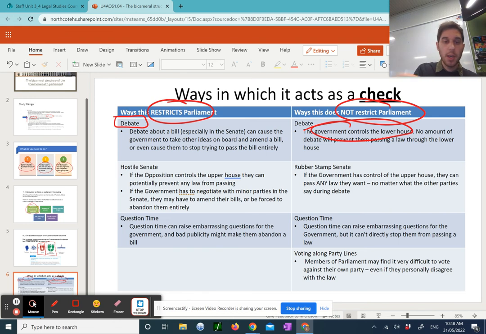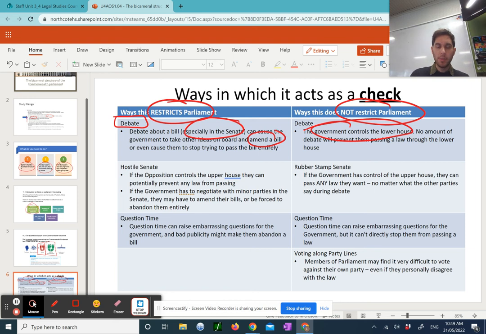On the other hand, if we think about the fact that it's not just the lower house, we have a bicameral system, there are two houses, well, the Senate is usually not controlled by the government. And so debate about a bill in the Senate can actually stop Parliament from making a law. It can actually cause the government to have to take other ideas on board. It can force them to amend a bill or stop trying to pass it entirely if people don't agree with it. So by having two houses, it does allow for a place where debate can prevent Parliament from just forcing a bill through if it's not a good bill.